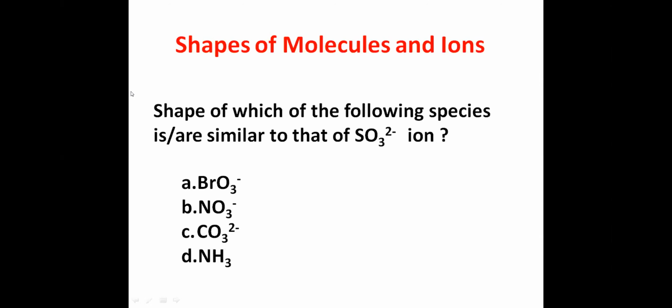The answer is BrO3 minus. What is the shape? Trigonal pyramidal. Yeah. There's one more molecule here. It contains more than one answer. Yeah. So can you point out the other one also? CO3 2 minus.